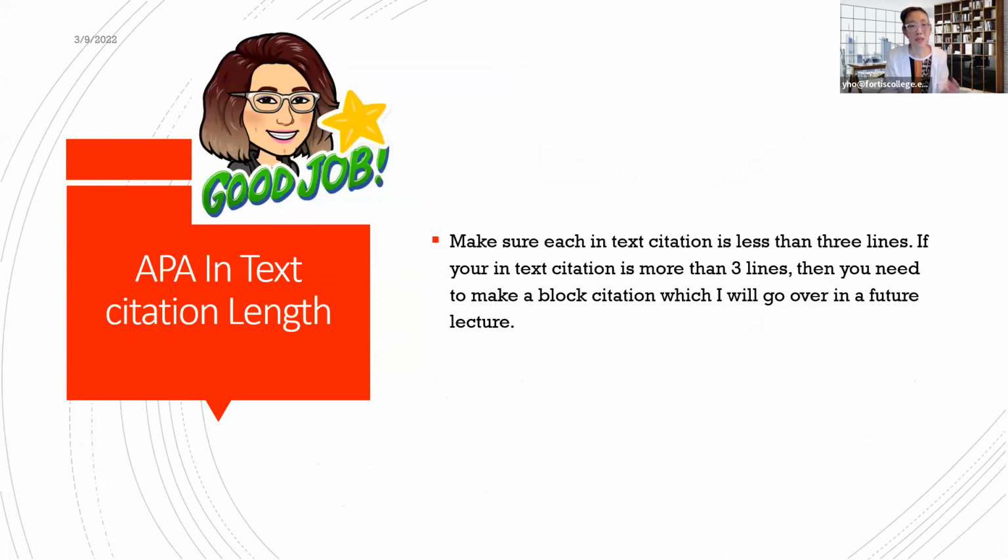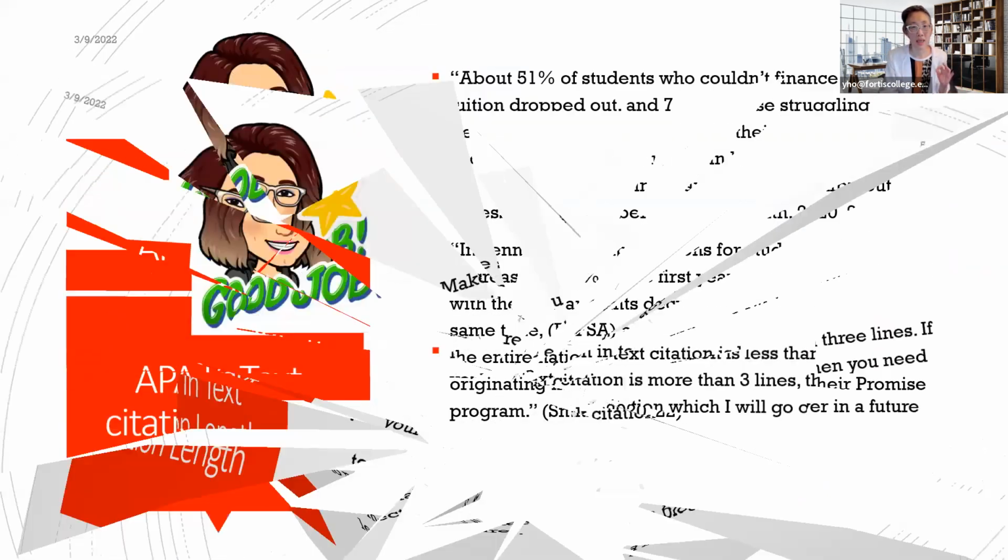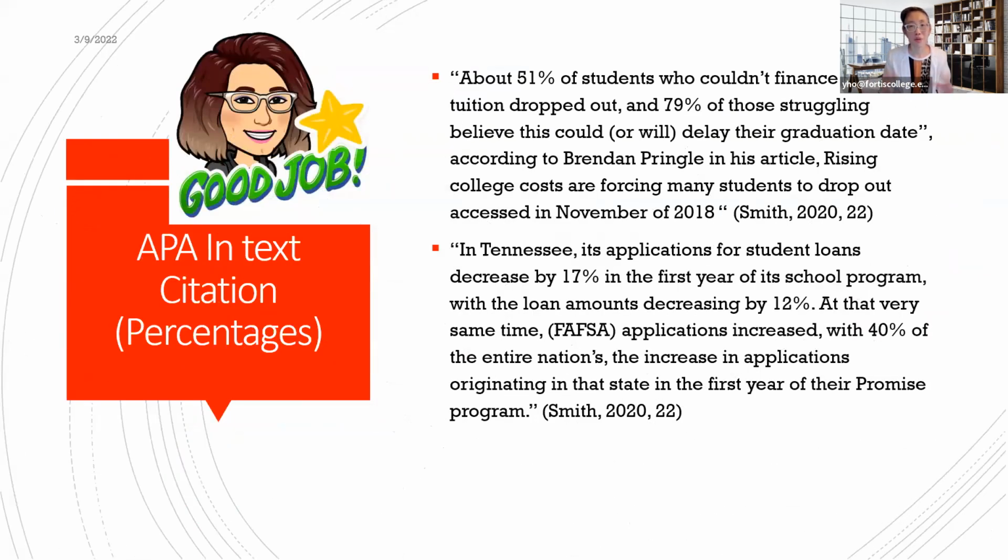So in your APA in-text citation, make sure each in-text citation is less than 3 lines. If it's more than 3 lines, then you need to do a block citation. Here's an example of percentages. About 51% of students who couldn't finance school dropped out of school. And so here you have 51%, then you need to write Smith 2020 and 22.